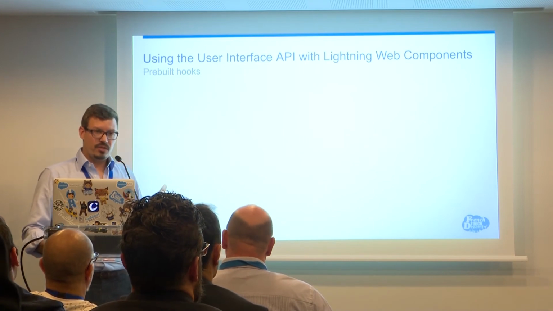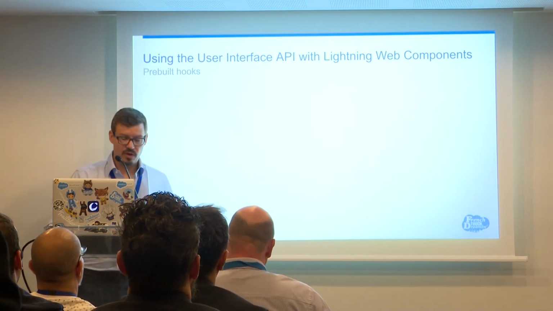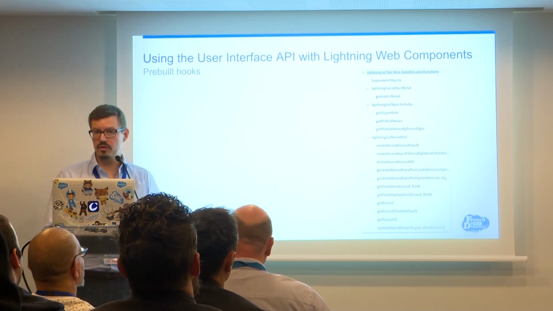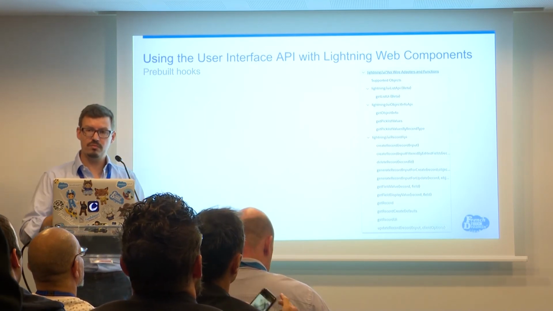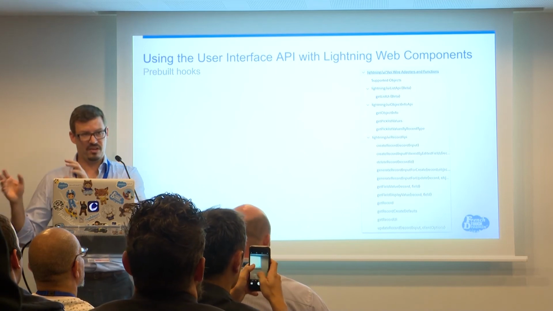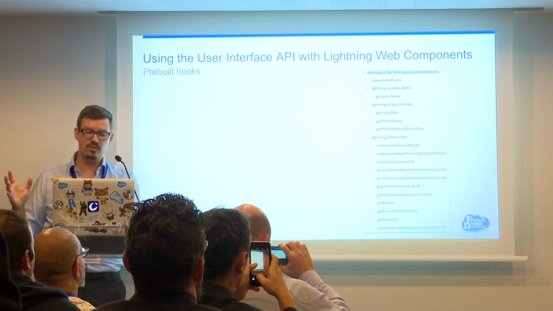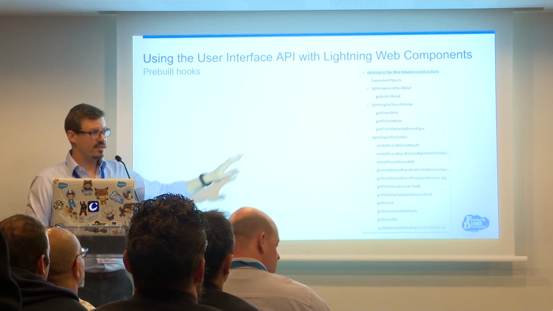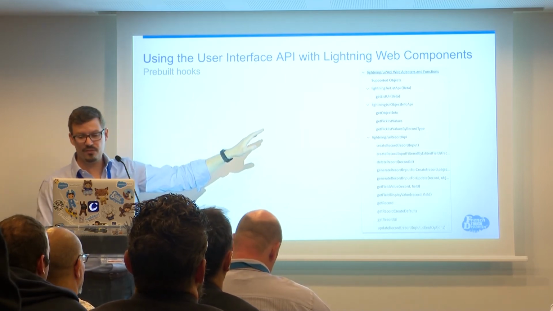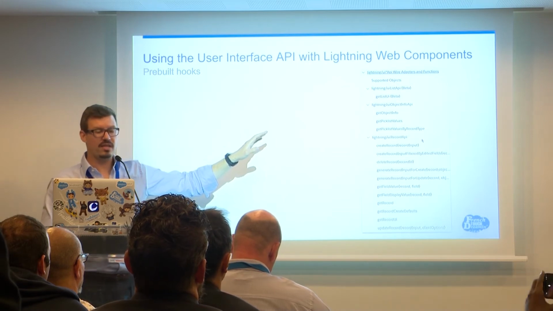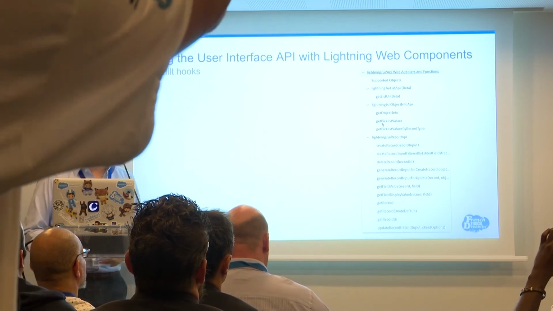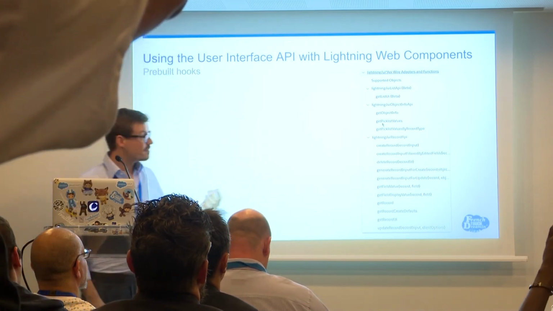Actually, there are pre-built hooks in the Lightning Web Components framework to the user interface API. A pre-built hook means that I can consume all this REST stuff I showed you before. I can consume the data in an easily digestible way, and there are defined APIs I can use. And this is actually a snapshot from the developer documentation.